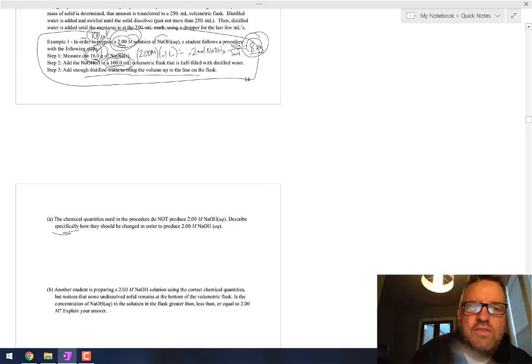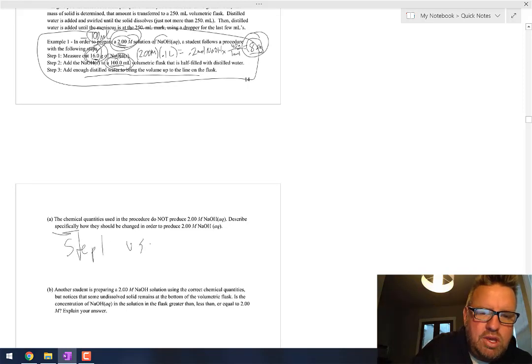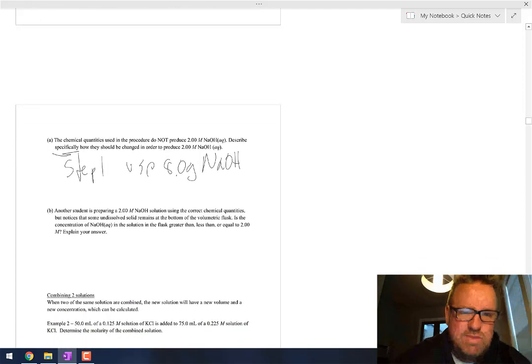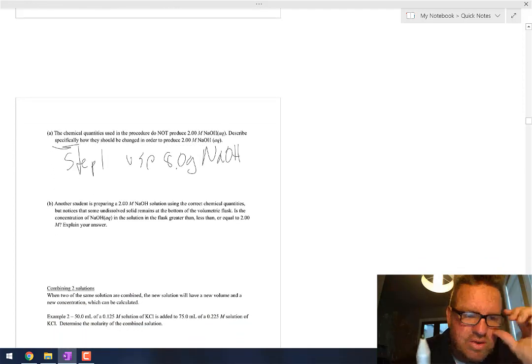So instead of 16 grams, basically you would say in step 1, use 8 grams of NaOH, not 16. Okay, and that is very specific. You're telling them exactly what to do differently.